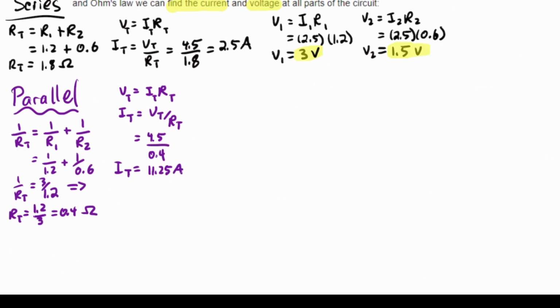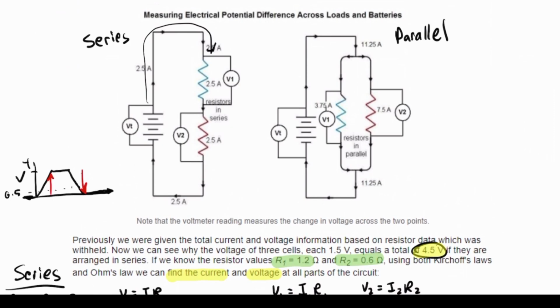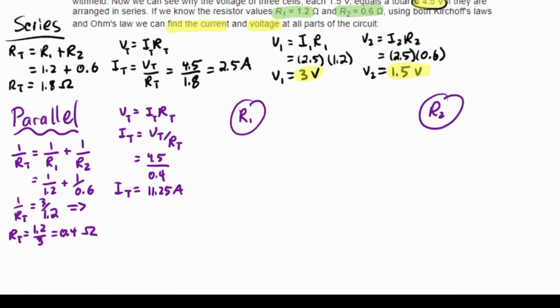All right, let's take a look at each individual resistor. So we're going to have resistor 1 and resistor 2. I'm going to talk about what we know, and then we're going to get into the calculation. So I know the voltage drop across each of them. The voltage across the cell was 4.5. The voltage drop from here to here must be 4.5. So ultimately, what that's going to mean is that the voltage across each resistor is going to be 4.5.